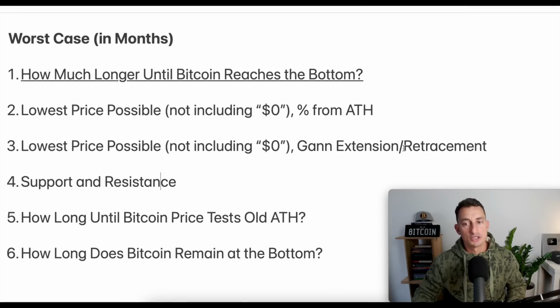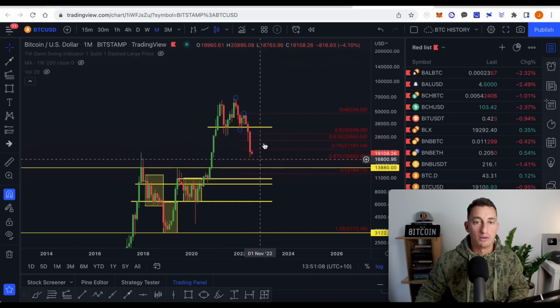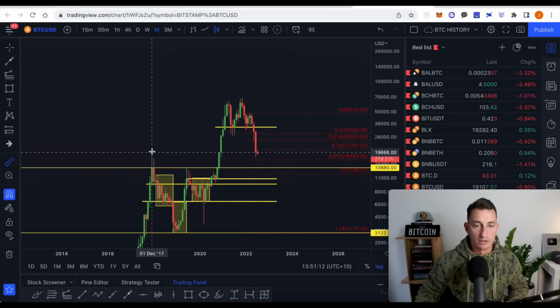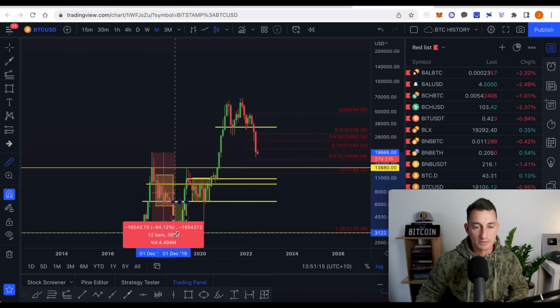So we're looking at Gann extensions, retracements, and support and resistance. But we have to do this one first because of some percentages. And like I said, I'll add in my own touch here. So percentages from the old all-time highs to the previous lows, we know are about 84 to 86%.